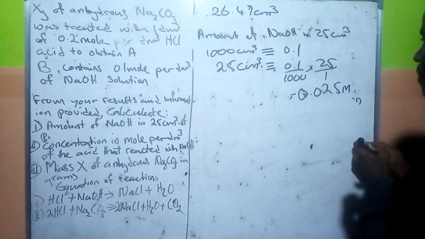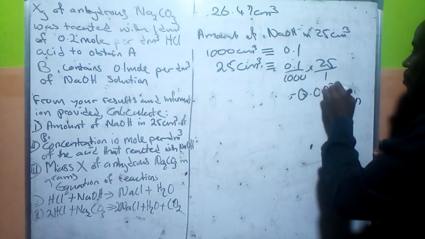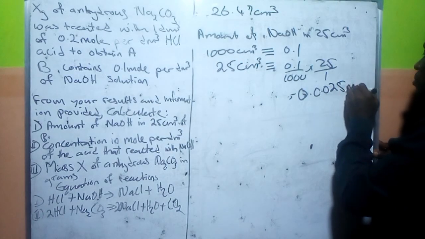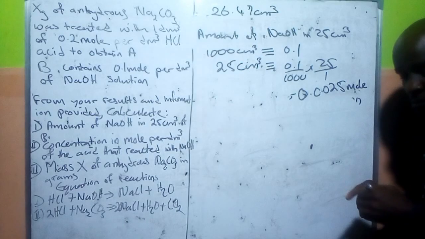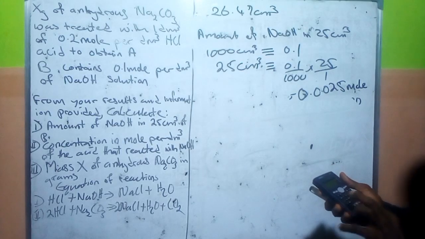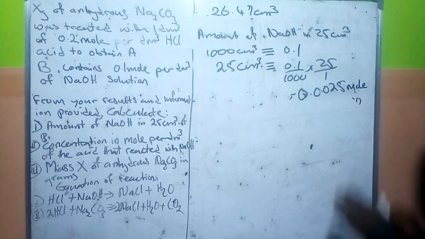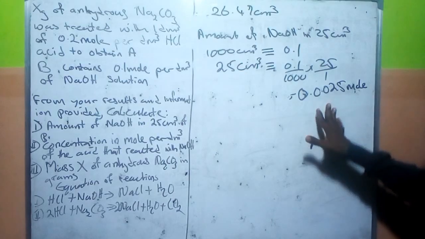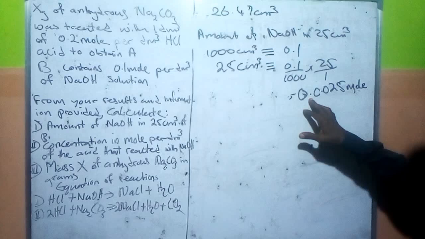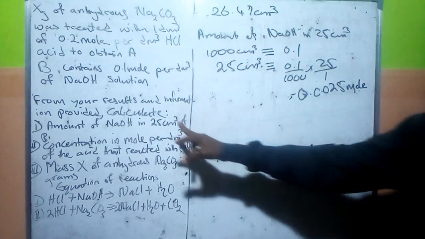Is that what we have? No, it should be 0.0025 moles. So let me just assume, alright, I think I'm correct. So this is what we have for the concentration. For this first one, we have 0.0025 mole in 25 cm cube.